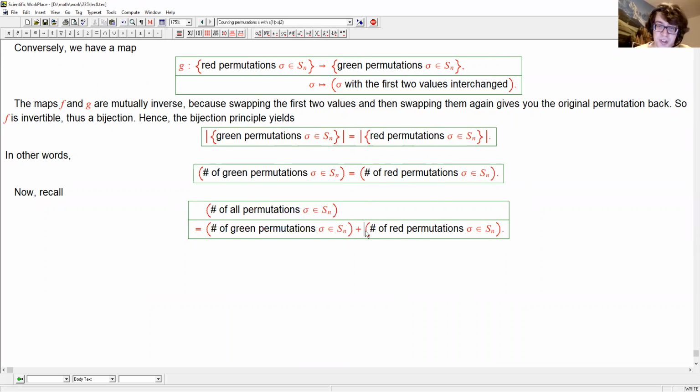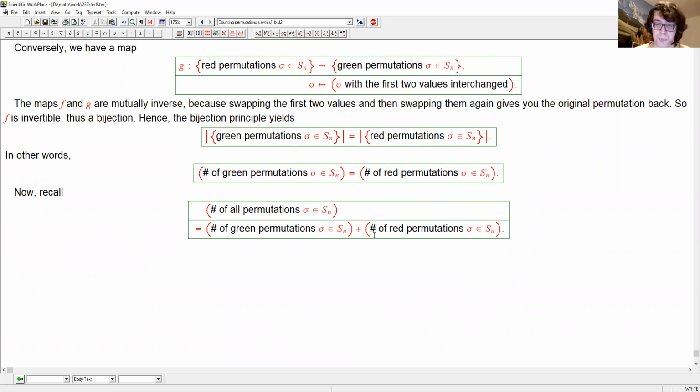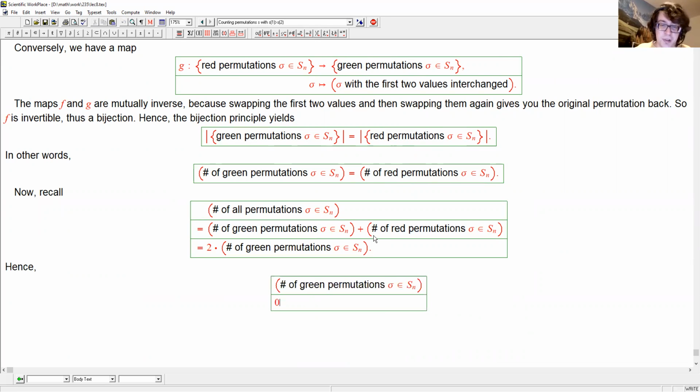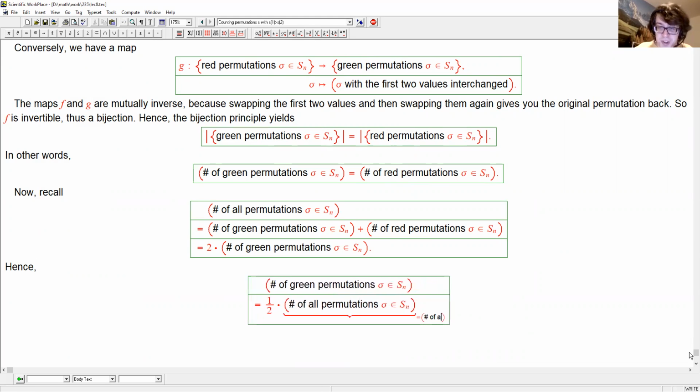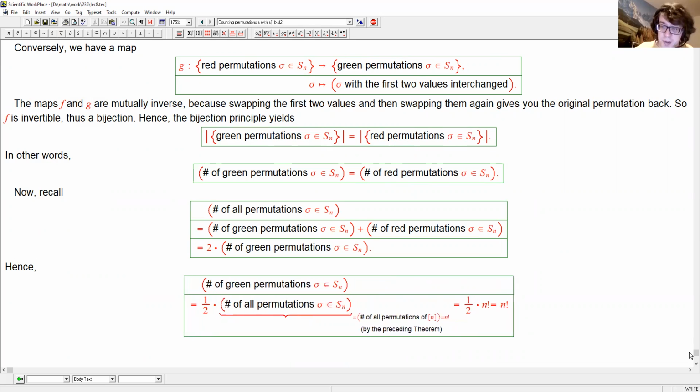So the right-hand side is the sum of two numbers, and as we've just seen, these two numbers are equal. So it becomes 2 times one of them. And therefore, this here is 1/2 times the number of all permutations. And as we know, this is the number of all permutations of n. This is n factorial by the preceding theorem. So you get 1/2 n factorial, or n factorial over 2.